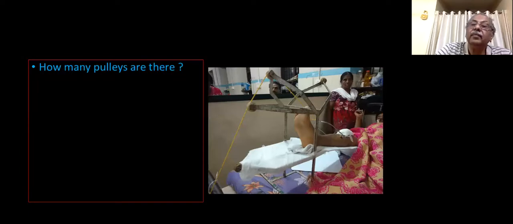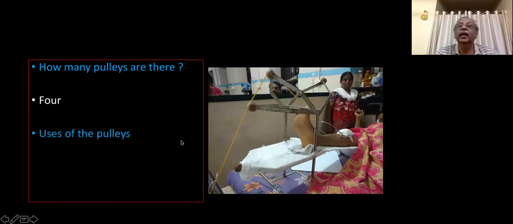Then you will be asked how many pulleys are there. You count the number of pulleys: 1, 2, 3, and 4. So the number of pulleys is 4. Then they will ask you what are the uses of these pulleys. The lowest pulley is for giving calcaneal traction and lower tibial traction. The pulley just above is usually for giving upper tibial traction, and this one is for lower femoral traction.